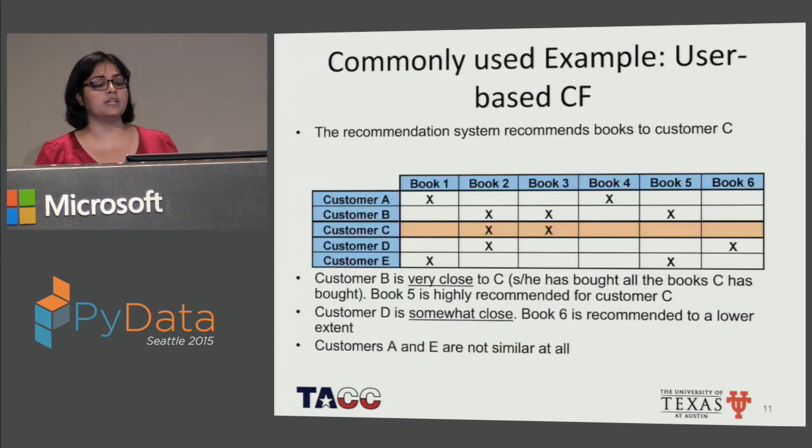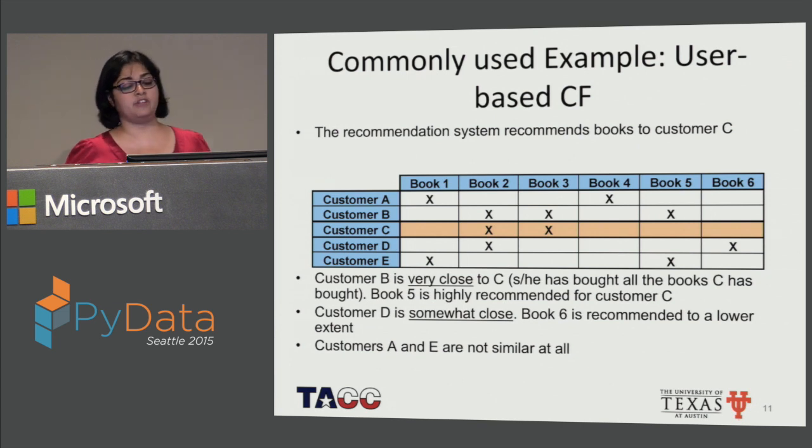A commonly used example of user-based collaborative filtering is this: we take a small data set and we try to predict new books for customer C, who is highlighted there. We see that customer C has bought books 2 and 3, and customer B is very similar in content and context to customer C, in the sense that they also have bought books 2 and 3. Customer D is also very closely related, but he or she has bought only book 2, not 3.